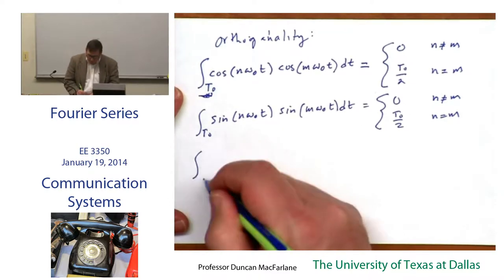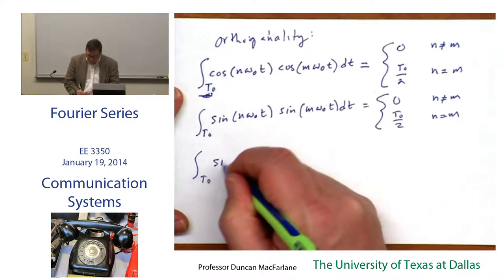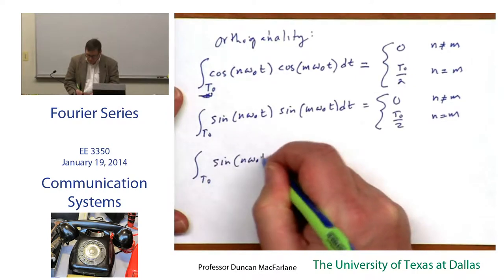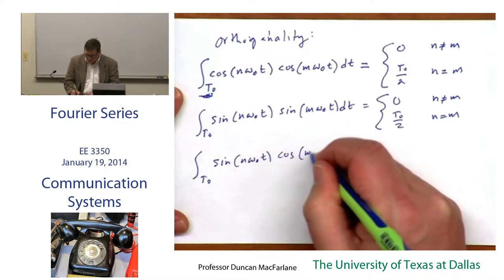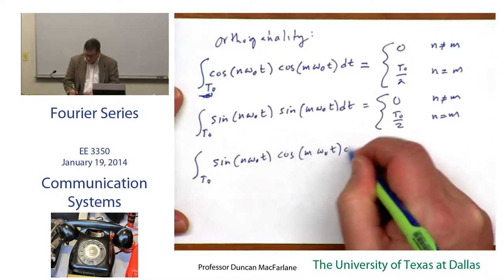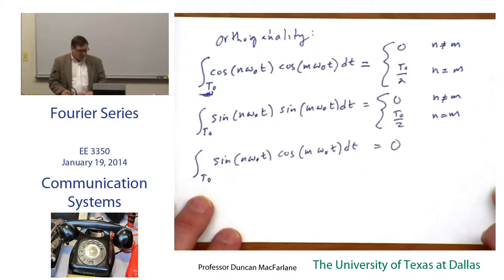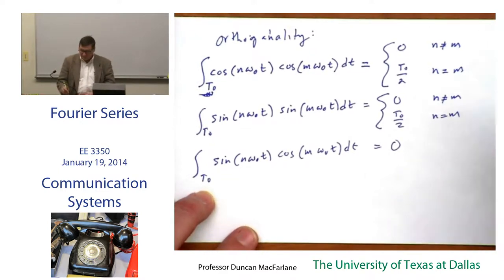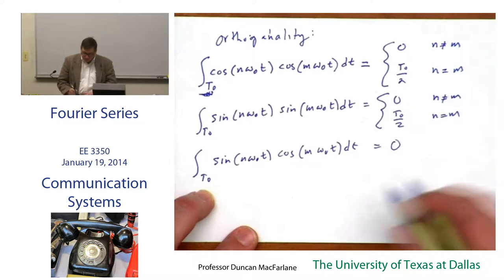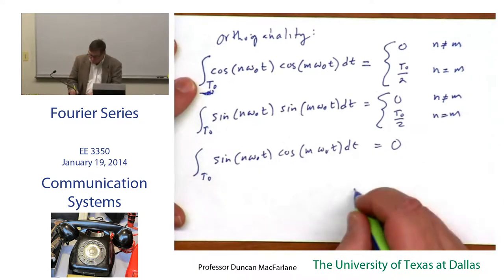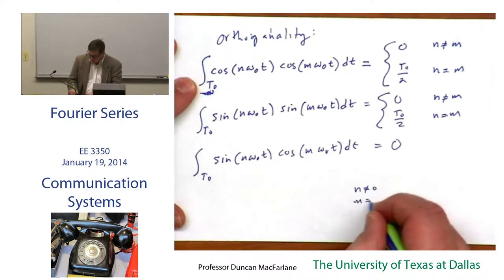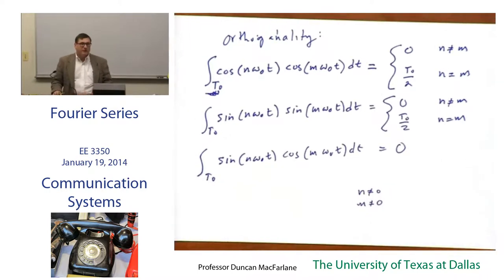And if you remember, sines and cosines are always perpendicular to each other. And so that's just plain equal to zero. And there's one little fact here: n cannot equal zero and m cannot equal zero. So these have to be integer numbers, counting numbers. Non-zero numbers. So sines and cosines are orthogonal.